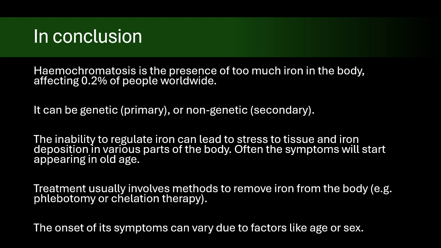Treatment can range from methods to remove iron from the body, like phlebotomy, to just removing the underlying causes, like stopping iron supplementary medication, or it can even be chelation therapy in some cases. The onset and severity of its symptoms can vary due to factors like age or sex.